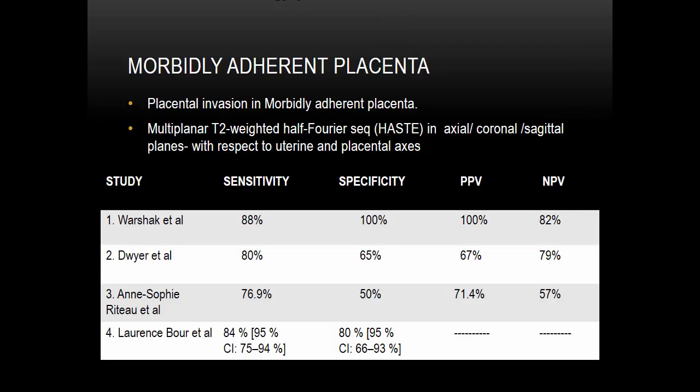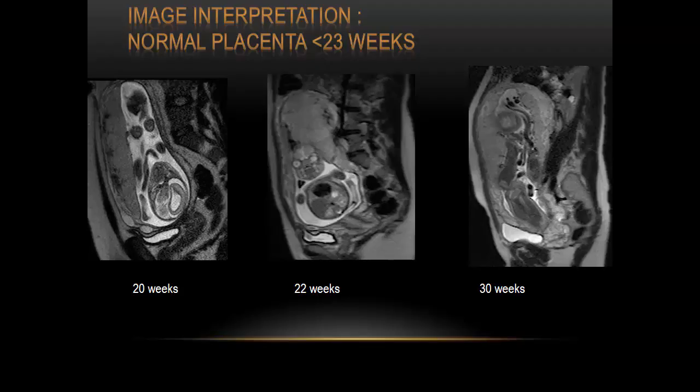In terms of morbidly adherent placenta, MRI is great, especially for posterior placentas, and when we have questions on ultrasound, we use multiplanar T2-weighted sequences in multiple planes. You can see that sensitivity, specificity is good, though in some papers, specificity has been quite low as well. And what do we see in MRI of the placenta? In early gestational ages, so 20 weeks, 22 weeks, you can see that the placenta is quite uniform. You can see the myometrium as high signal intensity structure adjacent to the placenta, and you can see the difference between the myometrium and the placenta and the interface pretty well as well.